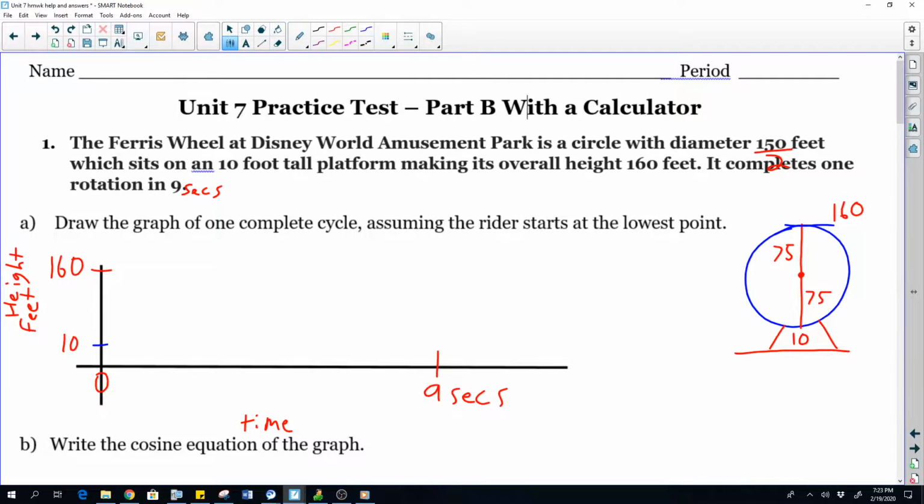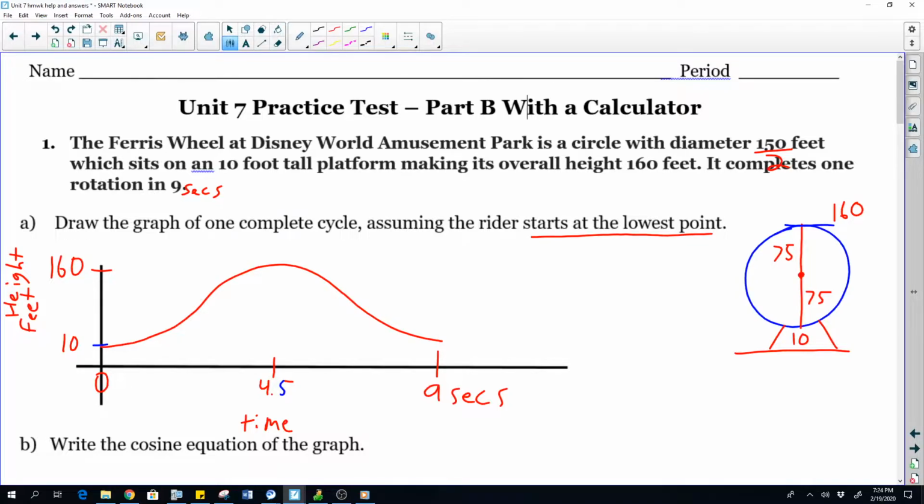Awesome. So then we're going to start off. It says completes one rotation, assuming the rider starts at the lowest point, not the highest point. Cool. So then we're going to start down here, and we're going to reach up to 160 feet, and then after 9 seconds, we'll be back down there at 10 feet. And so there's a really nice looking graph there. So half of 9 is 4.5. Beautiful.